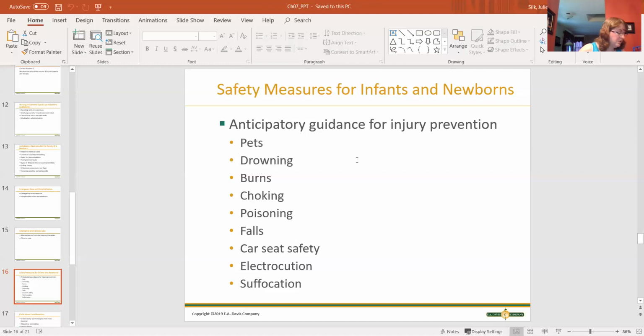With electrocution, keep cords unplugged when not needed and watch for chewing marks on electrical cords. And then for suffocation, remove excess bedding from the crib, remove stuffed toys from the crib, keep all plastic garbage bags or shopping bags out of the reach of the infant, and monitor for issues in sling carriers. Make sure the infant does not get wrapped up in clothing, and that the head does not fall forward, cutting off the airway.